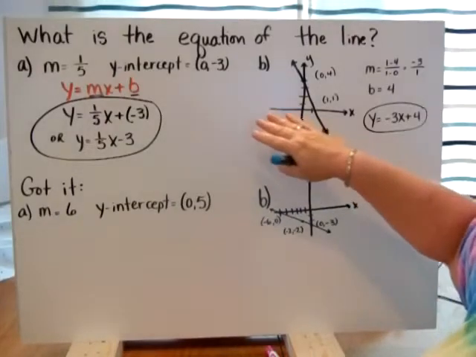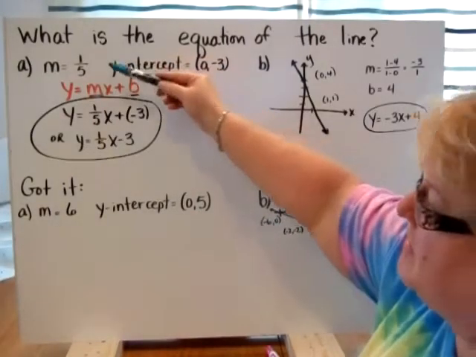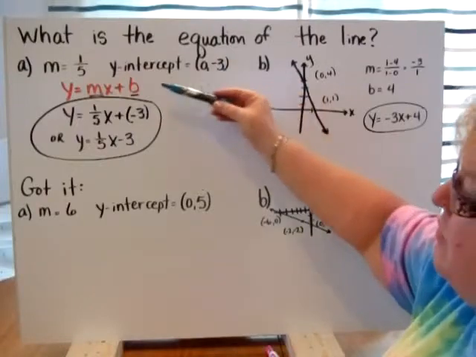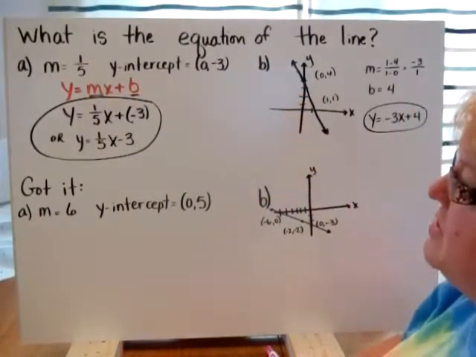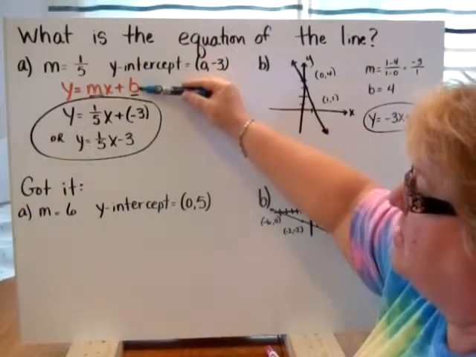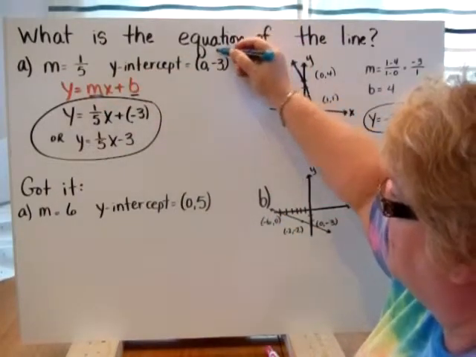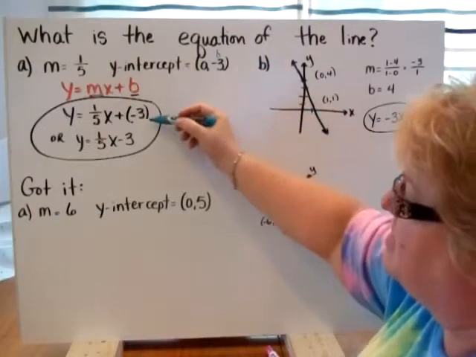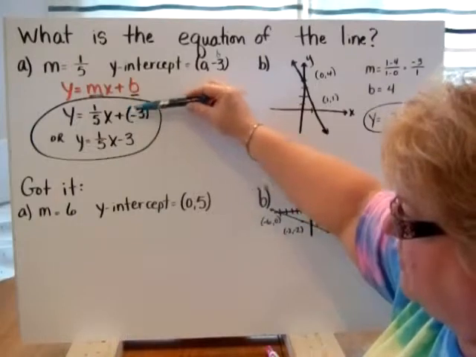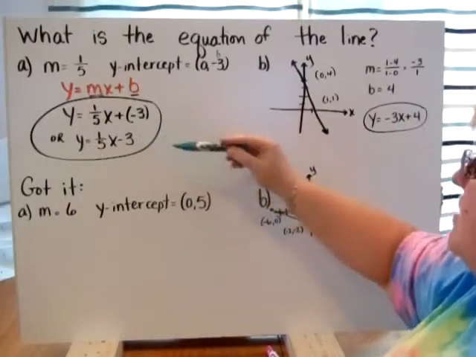In these problems, we're given different information, and it's asking us to write the equation of the line. So in the first problem, they tell us that the slope is 1/5, and they tell us that the y-intercept is (0, -3), and we want to write the equation using y equals mx plus b. So we're just going to substitute in the slope for m and the y-intercept for b. So in place of the m, we put 1/5. Remember, the y-intercept is always our b, so in place of the b, we're going to put negative 3. So the equation for the line can be written as y equals 1/5 x plus negative 3, or we could write it simply as y equals 1/5 x minus 3.